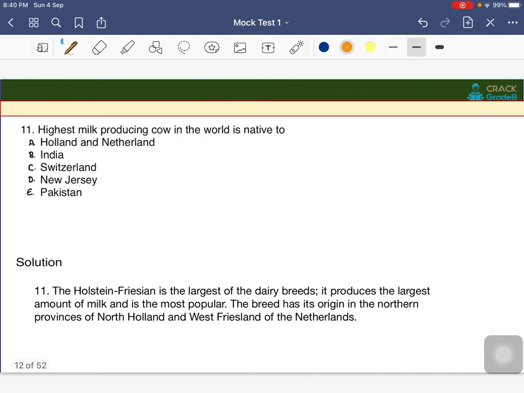Next, the highest milk producing cow in the world is native to Holland and Netherlands, India, Switzerland, New Jersey, or Pakistan. Okay, what is the answer? Answer is A. Holland and Netherlands are the countries where we can expect the highest milk yielding cows. Most of the varieties and hybrids, like Holstein Friesian and all, belong to the Holland and Netherlands area, and they are the highest milk yielding hybrids in the world.